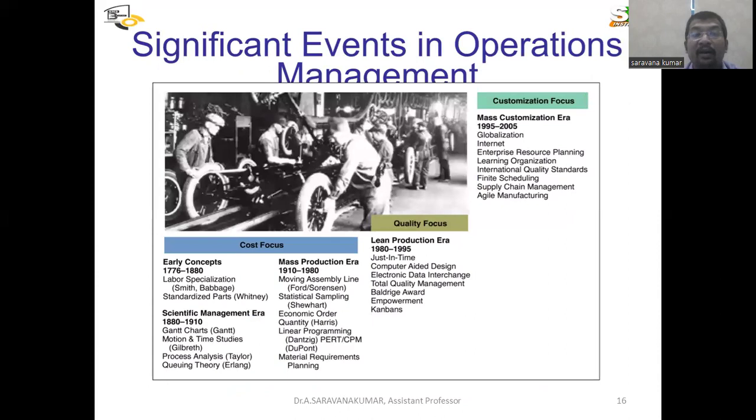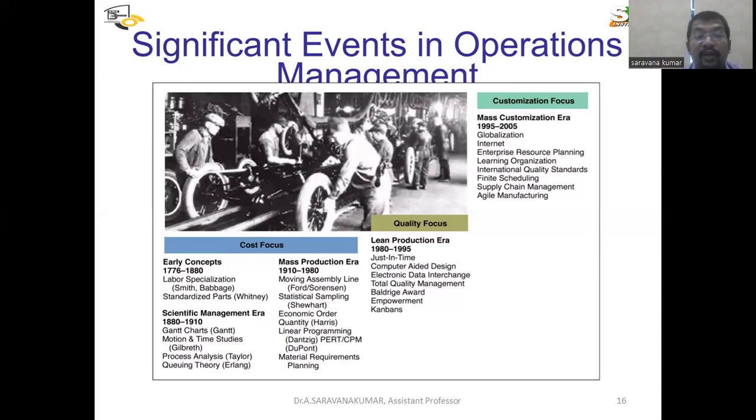What are the important events in operations management? We will see the early concept, 1776 to 1880. There are three types of focus: cost focus, quality focus, and customization focus. Early concept 1776 to 1880: labor specialization by Smith and Babbage, standardized parts by Whitney. Then the scientific management era, 1880 to 1910: Gantt chart, motion and time studies by Gilbreth, process analysis by Taylor, and queuing theory by Erlang. These are all related to the cost focus.